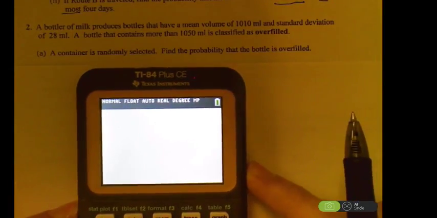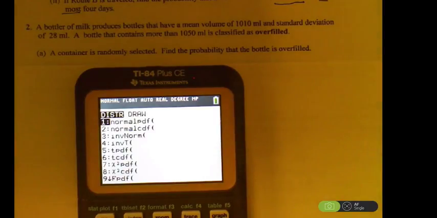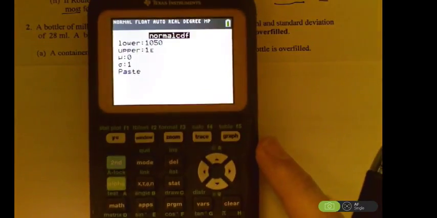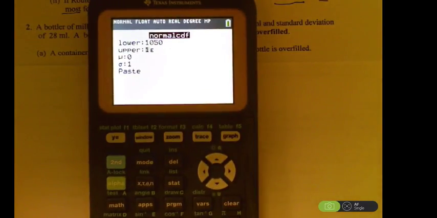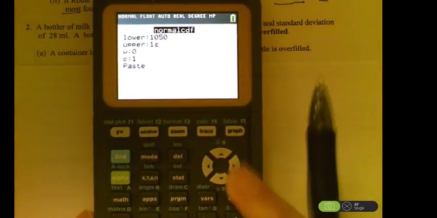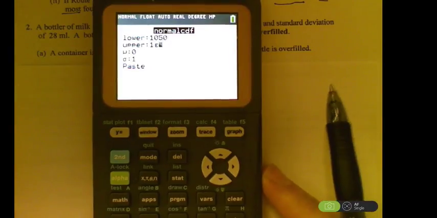So we're saying more than 1050, so if I go under distribution, choose normal CDF. More than 1050 means we're going from 1050 and up, towards infinity. Just in case you didn't know, here are the buttons I'm pushing to get infinity: I hit the 1, and then this button right here. The double E comes out as just E on the calculator.